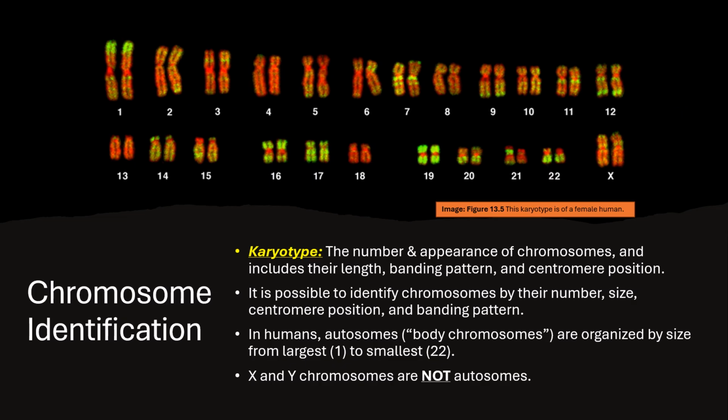So now let's talk about chromosome identification. This is the point in the slideshow where we're going to start talking about some of those vocabulary terms that we talked about initially in the objectives portion. And we're going to start with karyotype.